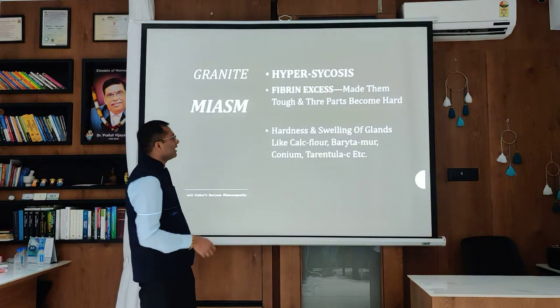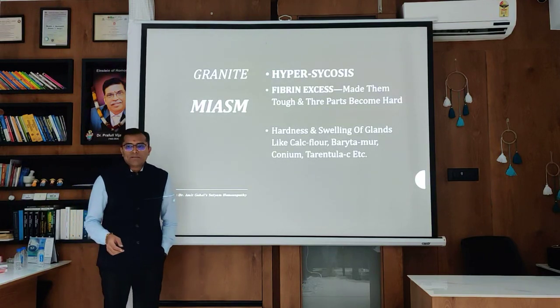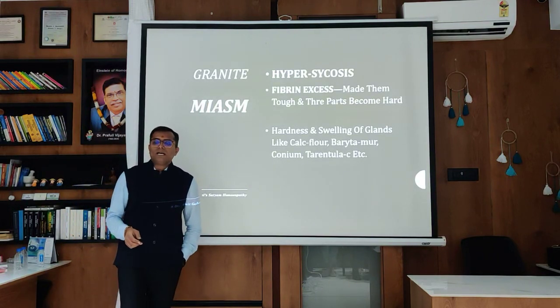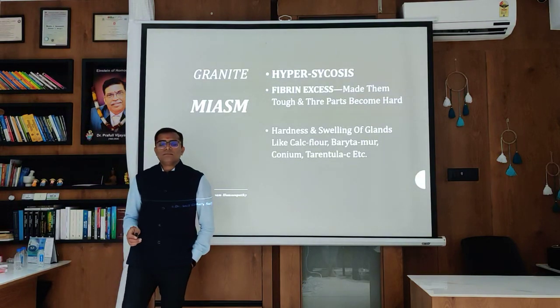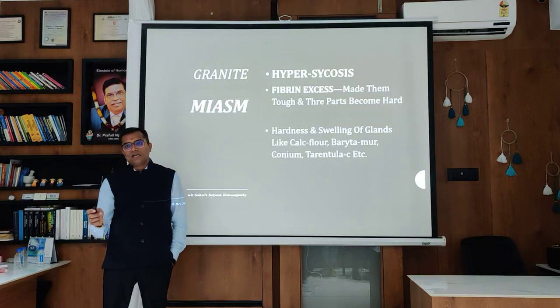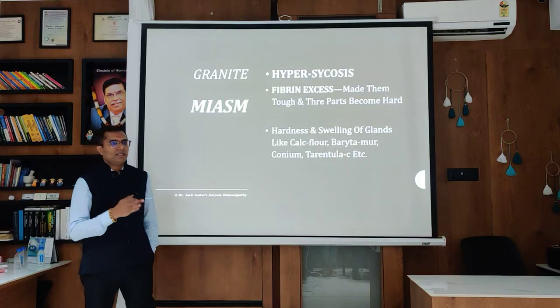Miasm: hyperpsychosis, there is an excess of fibrin. So fibrin makes the part tough, and it becomes so hard. So all the complaints, all the symptoms become harder. So what is that hardness? Hardness mostly on the glands. Hardness of the glands can be found in Calcarea fluorica, Baryta muriatica, Conium, Calendula, Granite, etc.